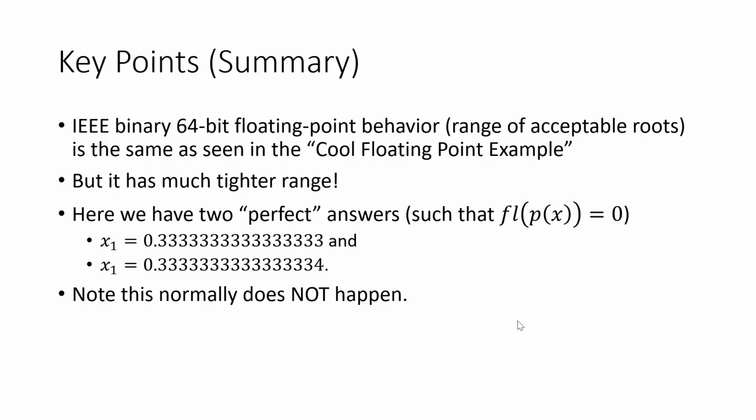So in summary, the binary IEEE 64-bit floating point behavior, in other words the range of acceptable roots, is the same as what we saw in the cool floating point example, but with the accuracy or resolution being so high, the range of acceptable roots is much tighter. And then we actually found two quote-unquote perfect answers such that the Horner floating point polynomial value actually vanished and was found to be exactly 0, for the roots very close to 1/3, just the floating point representations of that. Note that this normally doesn't happen. You don't always find a situation where your function actually completely vanishes, and you have to navigate that from a floating point round-off perspective, and take the best route you can.